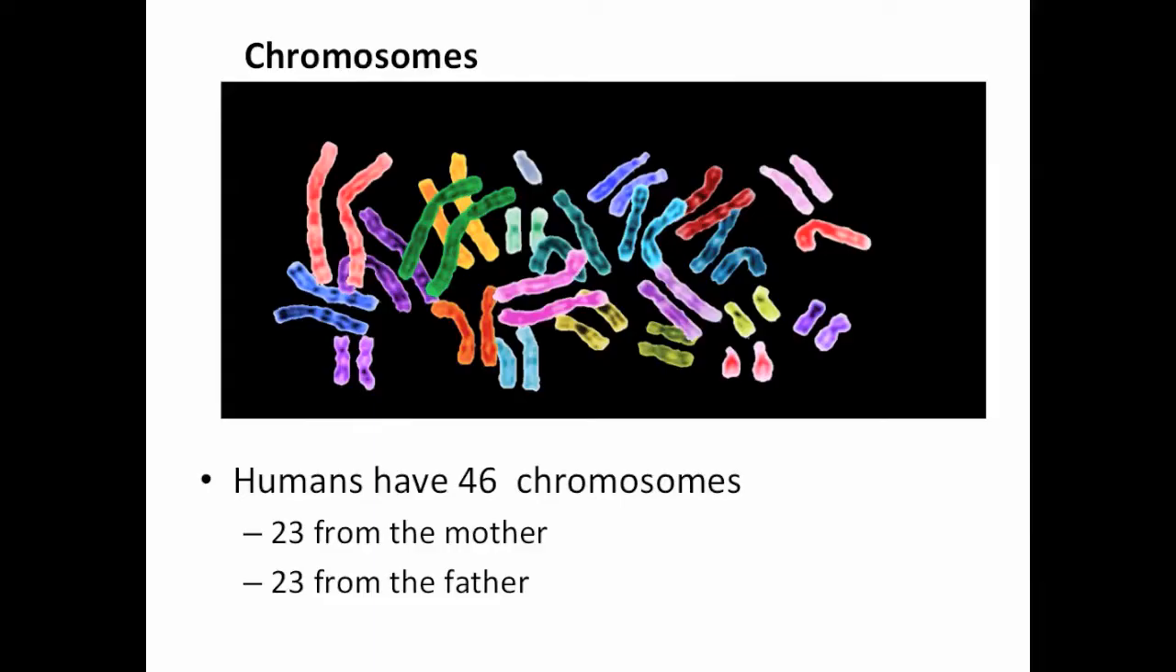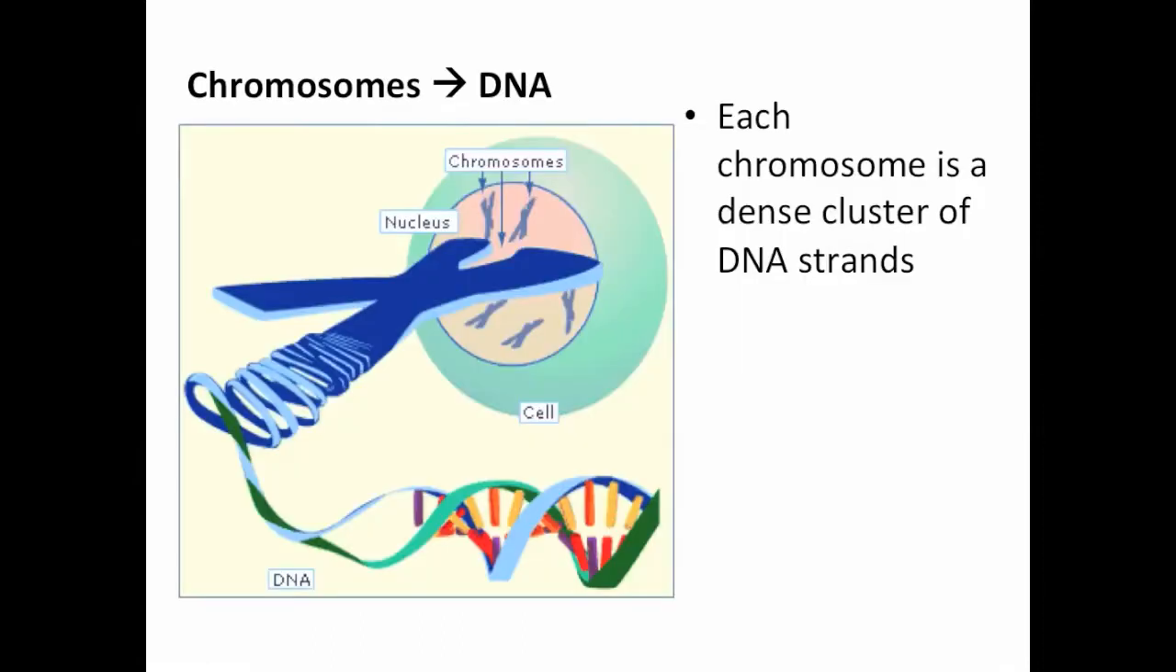So here's a bigger picture of the chromosomes. You can see that we have two chromatids joined in the middle. Humans have 46 chromosomes, and 23 of them we got from the mother, and the other 23 we got from the father. Chromosomes are made of a dense cluster of deoxyribonucleic acid, or DNA, packaged tightly into chromosomes, which are stuffed inside of our nucleus.